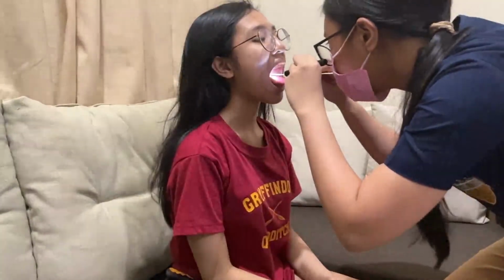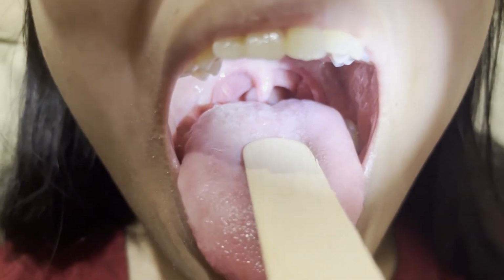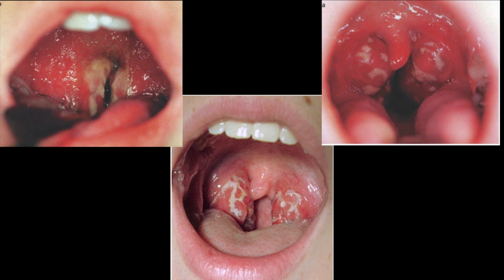To assess the tonsils, ask the patient to open their mouth, depress the tongue using a tongue blade. With the help of a pen light, inspect the back of the patient's throat and look for the tonsils. Observe for any abnormal changes such as erythema, edema, enlargement, or any exudates.